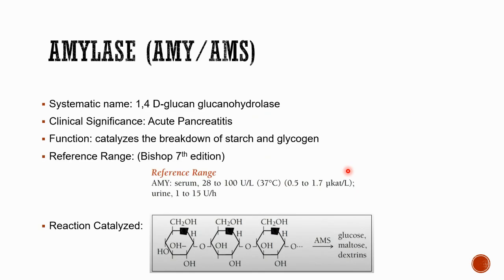Next we have amylase. Its short name is AMY or AMS. Its clinical significance is for acute pancreatitis. Its function is to catalyze the breakdown of starch and glycogen. Its isoenzymes are P and S. P stands for pancreatic amylase and S stands for salivary amylase. So amylase can be found in your saliva.